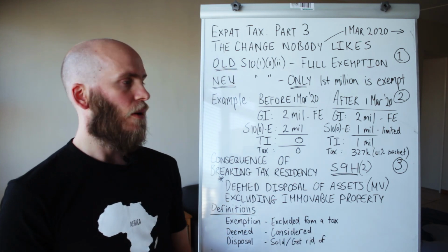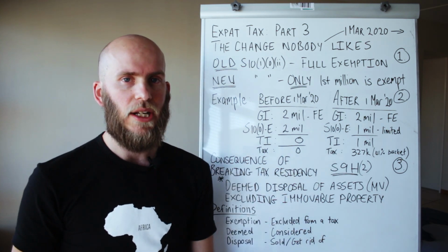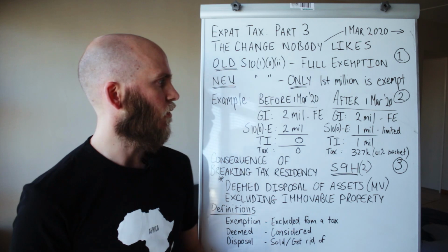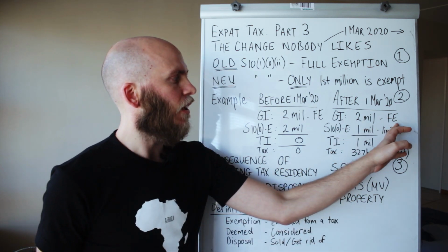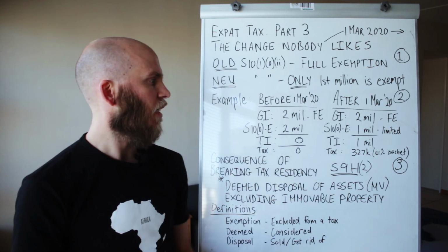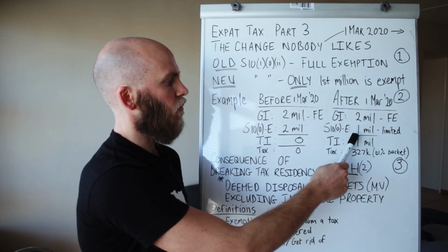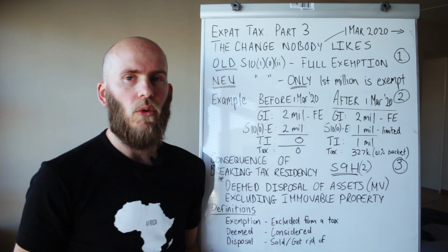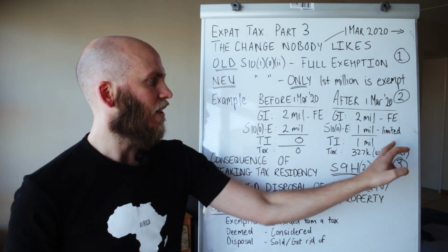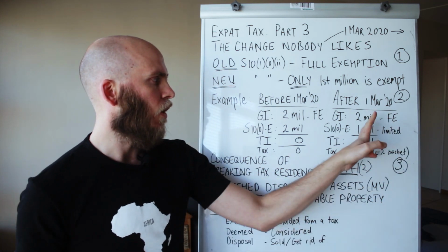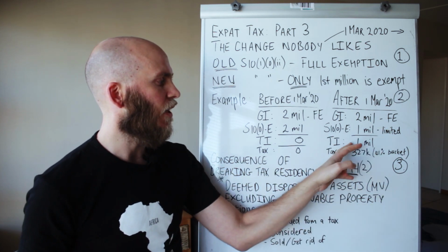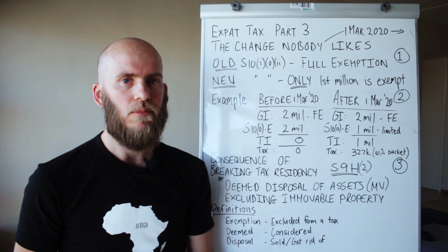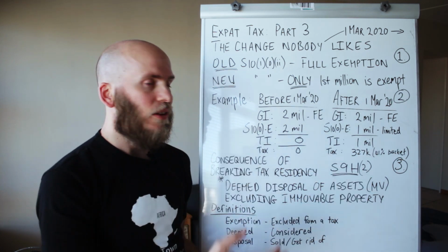However, if I'm now going to go to Angola again from the 1st of March 2020, the same amount of gross income, 2 million rand foreign employment, goes in, but the section 10(1)(o) exemption is only 1 million. So it is limited to that 1 million. So 2 million minus 1 million gives me a taxable income of 1 million. We work out the tax on the table.